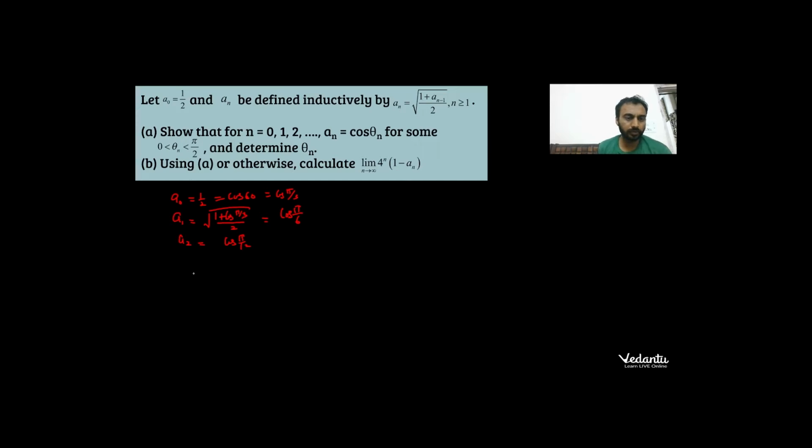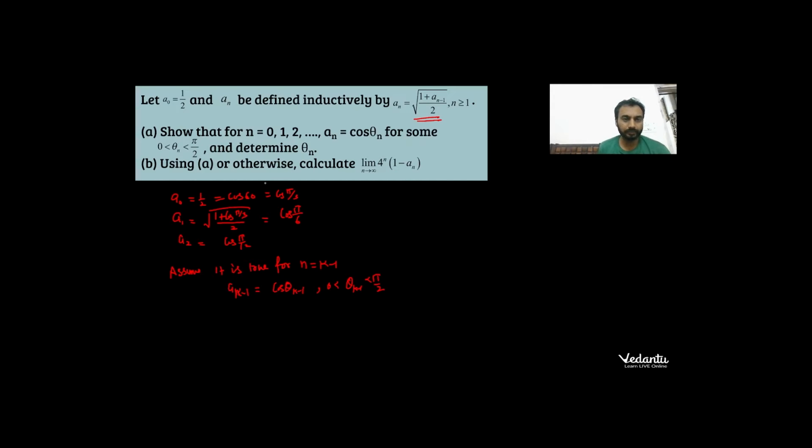Now how to write this, that an is equal to cos of theta n. For this, we assume that it is true for n is equal to k minus 1. We are assuming this is true for n is equal to k minus 1, meaning a k minus 1 is equal to cos of theta k minus 1. And obviously, because the terms are positive, since they are a root of something, we can say that theta k minus 1 is in 0 to pi by 2.